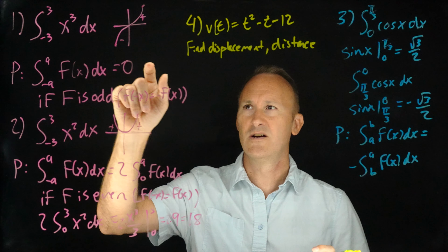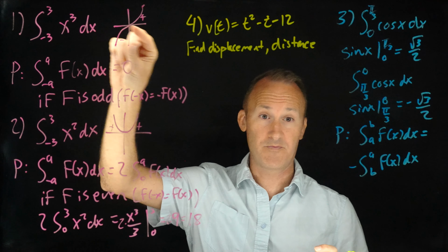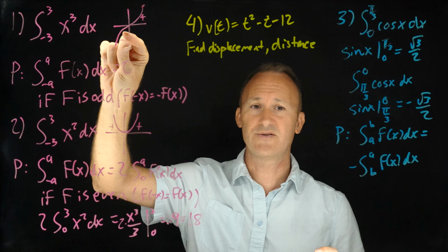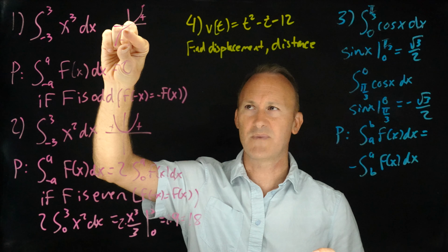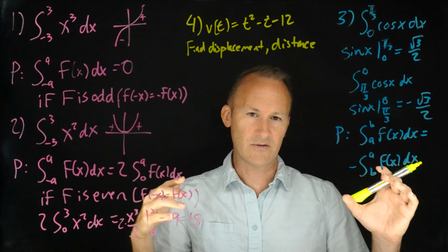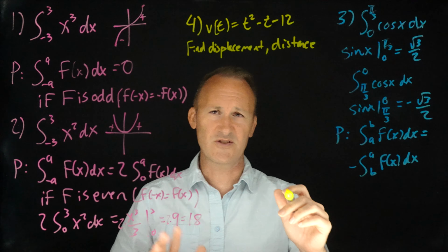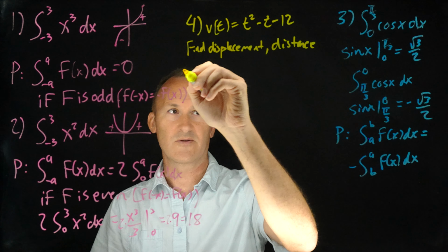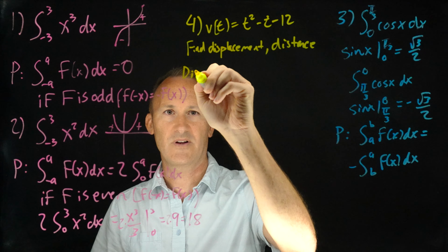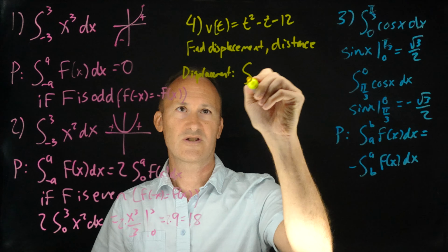The distance, like here, would be almost like finding the area of both pieces. And what you would need to do is find your 0 and make this one positive to find the total distance. So first let's do displacement. To get the displacement, it's just a regular integral. So for displacement, you can just integrate straight up.